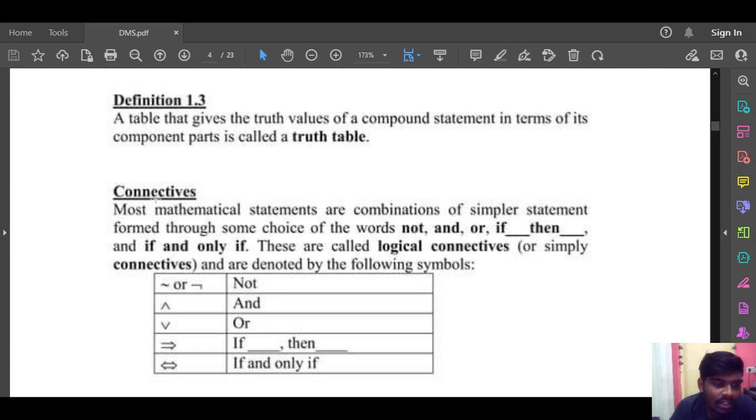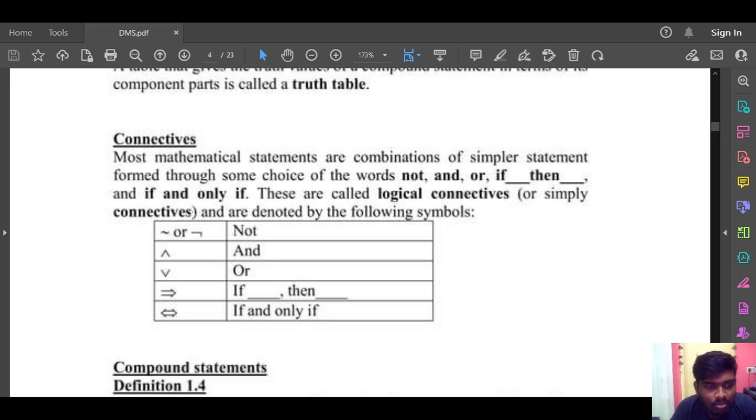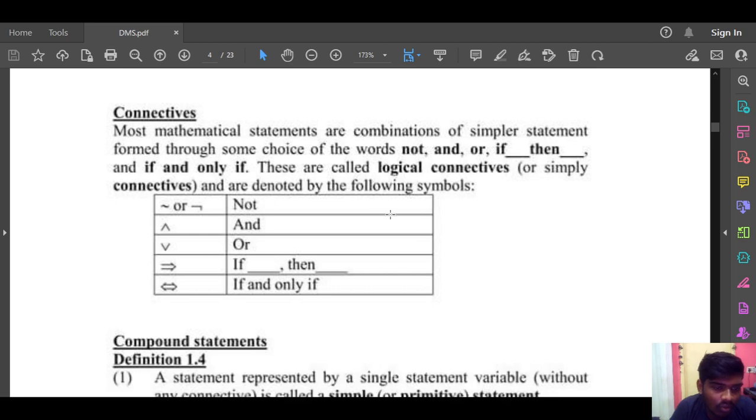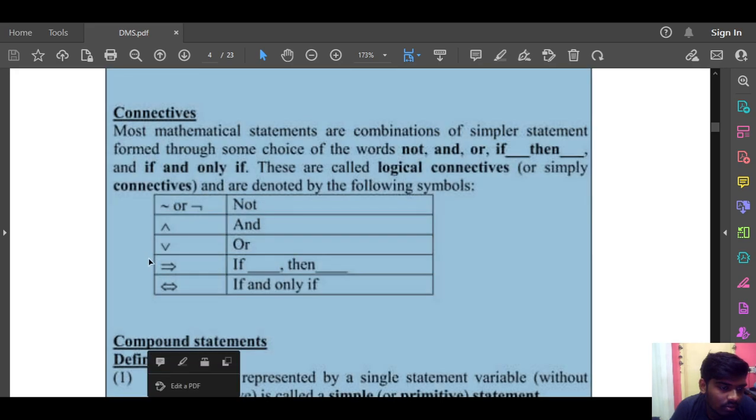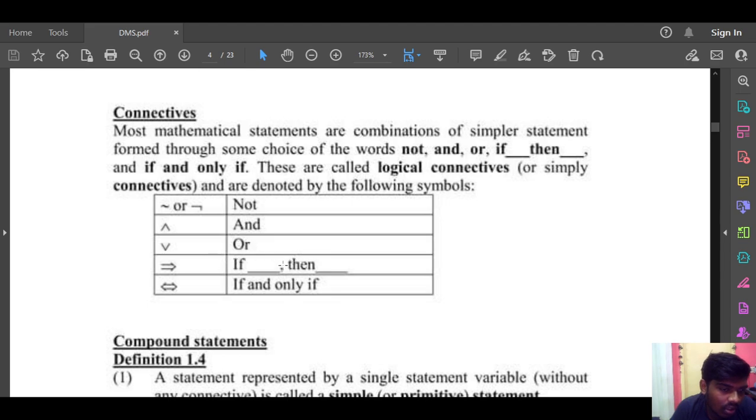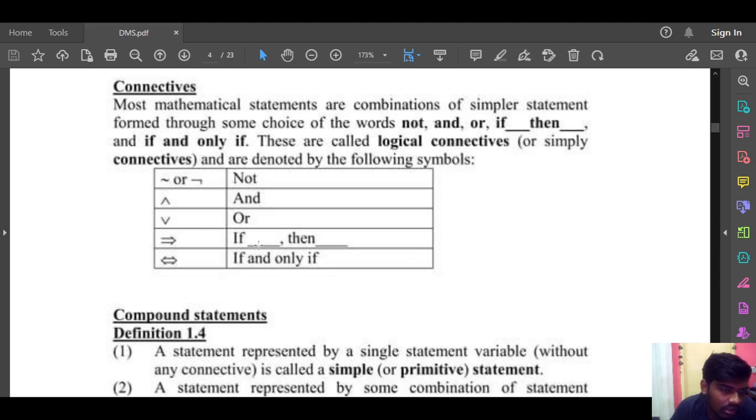Connectives. Most mathematical statements are combinations of simple statements formed through some choice of words: not, and, or, if then, and if and only if. These are called logical connectives or simple connectives and are denoted by the following symbols. And these are some of the symbols, where you can see the symbol of not is negation, and, or, if and only if, if then.